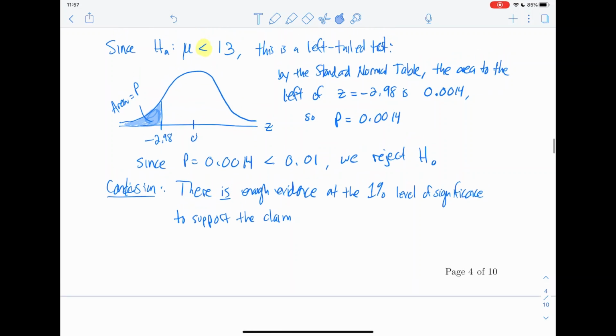So in this case, we have enough evidence at the 1% level of significance to support the claim that, and now we write out what the claim was. In particular, the mean pit stop time is less than 13 seconds. And that concludes the problem here.